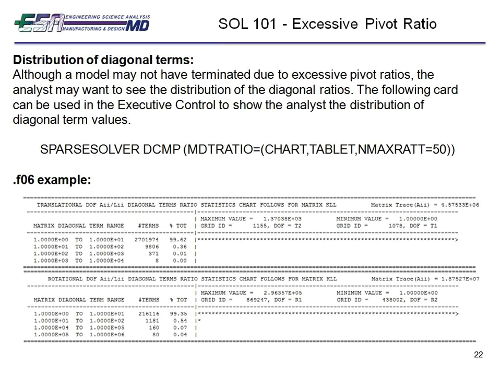It also might be helpful and interesting to see the distribution of the diagonal ratios of your model, even if it doesn't fail due to excessive pivot ratios. And you can use the following card placed in the executive control to show that distribution. Once again, it's not necessary, but it's a nice check just to see the overall quality of your model.